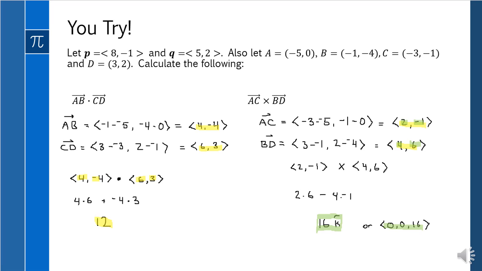So that is it for today's learning target. You now know how to do both types of vector multiplication, multiplying one vector by another using the dot product or the cross product.